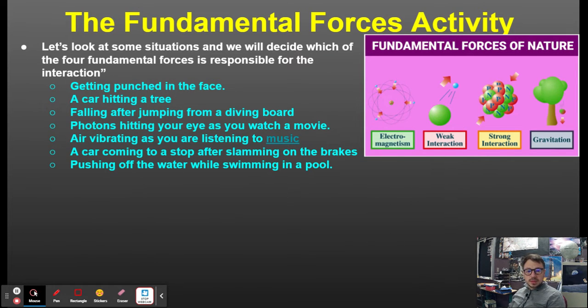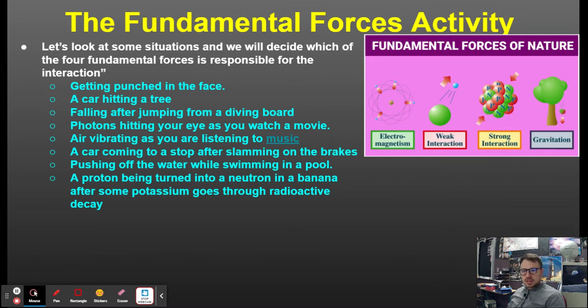Pushing off water while swimming in the pool. Same thing. Your hand is repelling those water molecules because of the electromagnetic force. Those electrons are repelling each other. Proton being turned into a neutron in a banana after some potassium goes through radioactive decay. Well, this is going to be the weak force.